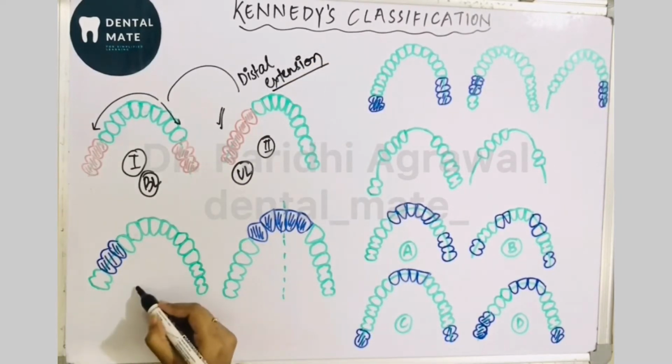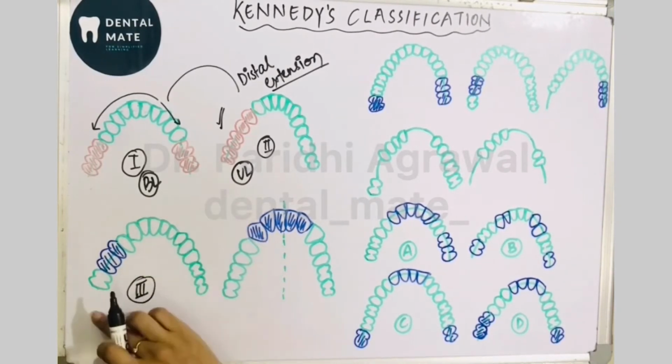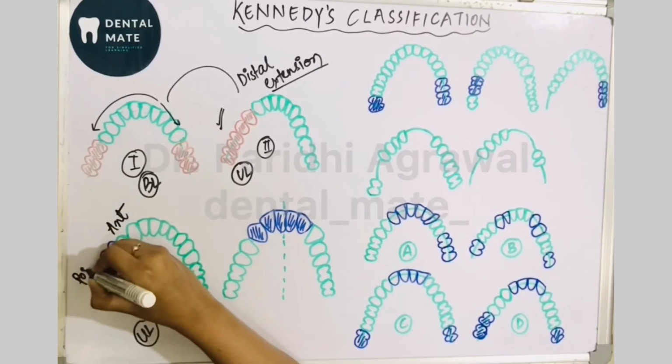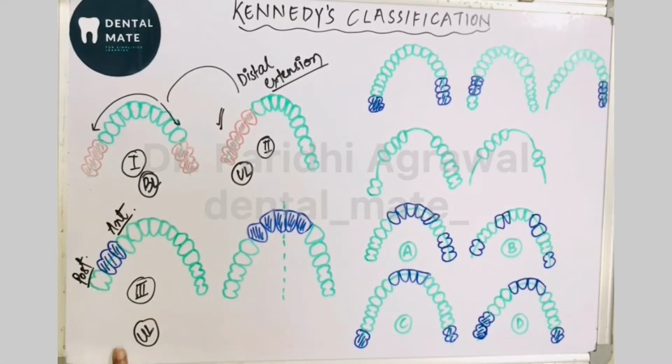Next is class 3. So class 3 is what? It is unilateral. Okay, class 2 or 3 unilateral. Class 3 is a unilateral edentulous area with the natural teeth remaining both anterior and posterior. So in this, natural teeth will be present both anteriorly and posteriorly. Okay, so this is class 3.